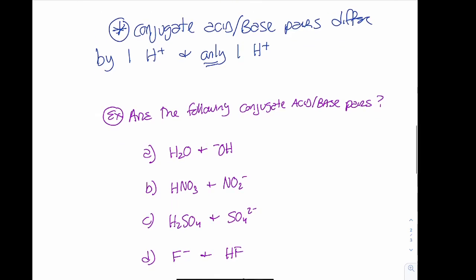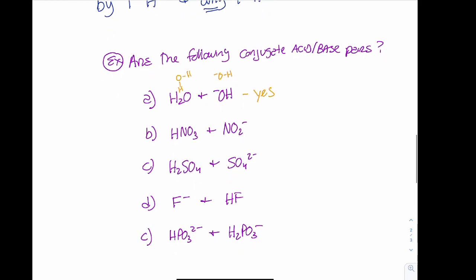So if I look at water, right, water is oxygen bonded to 2 hydrogen. And then I have hydroxide, which is oxygen bonded to 1 hydrogen and it has a negative charge. So do those two differ by H plus and only H plus? They do. So yes, these are conjugate acid-base pairs. So I'm going to let you do the others by yourself. Please hit pause. Again, what we're saying is we're looking at the pairs. Do they differ by H plus and only H plus? If they differ by something else than one H plus, then the answer is no. So give these a shot. When you're ready, hit play again and we'll go through the answers.